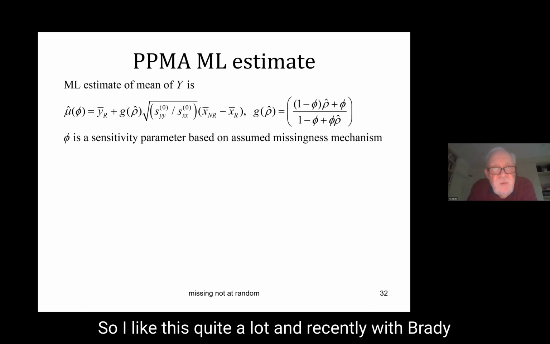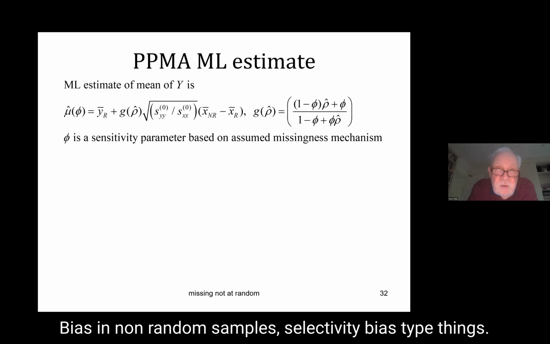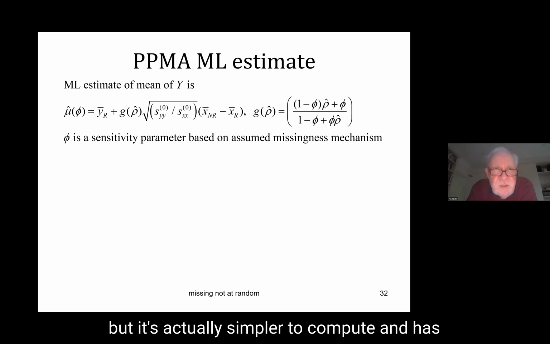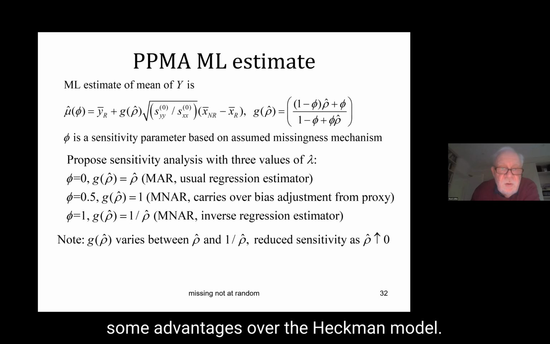And recently with Brady West and some other colleagues in Michigan, I've been applying the same idea to deal with bias in non-random samples, selectivity bias type things. This is a little bit related to the Heckman model, but it's actually simpler to compute and has some advantages over the Heckman model.